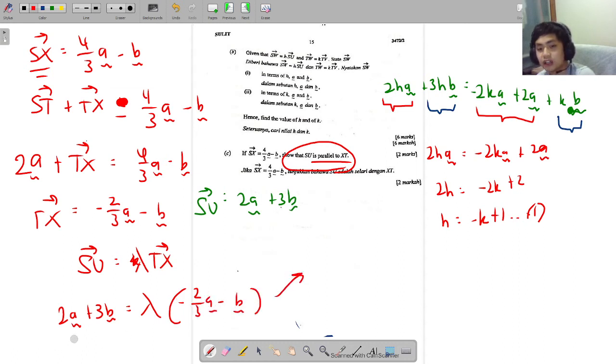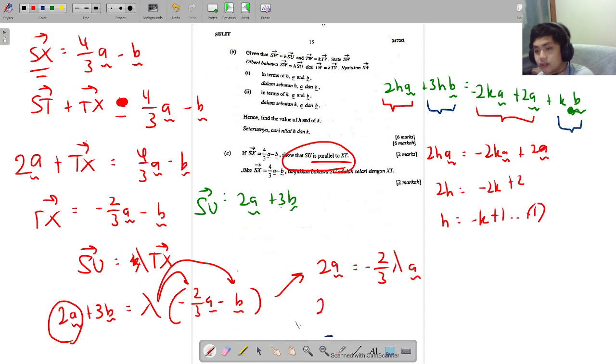So from here, I'm going to equate once again the A terms, but this time lambda is multiplied inside. So 2A equals to negative 2 over 3 lambda A. Drop the A, it will be 2 equals to negative 2 over 3 lambda. And lambda equals to, oh, wait a minute. 4 over 3 minus 2 earlier. Did I count it? Oh, yeah. I did count it right, yeah. So in this case, lambda equals to negative 3.